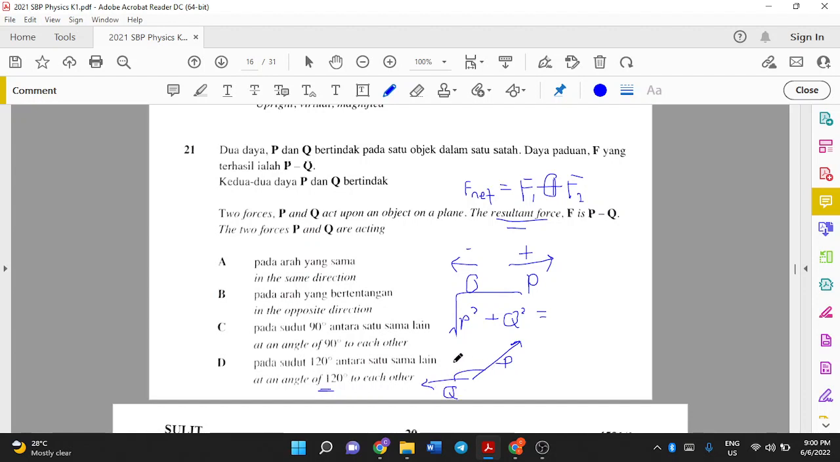So here is 120 degrees. You will have to resolve P into horizontal and vertical components. This is the horizontal component, this is the vertical component, and you minus the horizontal component by Q, and then you get something like this, and then use back the triangle formula to find the magnitude. So I hope this is clear. The answer for 21 is B.